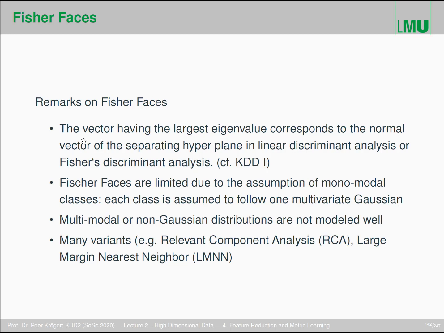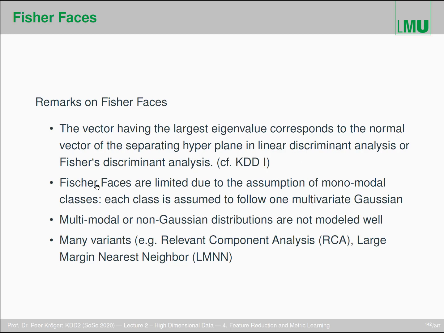So there's just a very interesting, or by design, an interesting relationship to Fisher's discriminant analysis, which you probably know from KDD1 as one of the linear classifiers. So the vector having the largest eigenvalue corresponds to the normal vector of the separating hyperplane of Fisher discriminant analysis. So yeah, that's, as I said, by design.